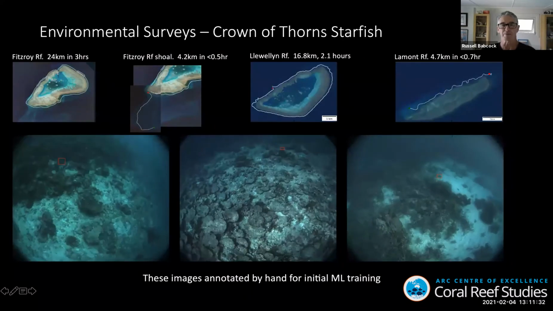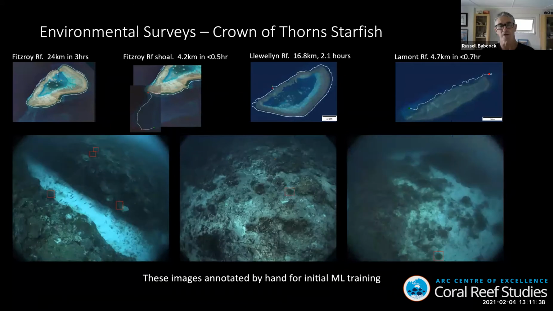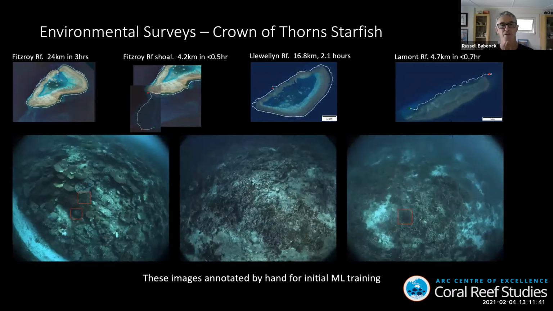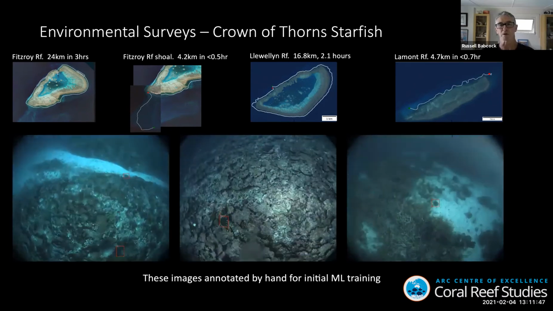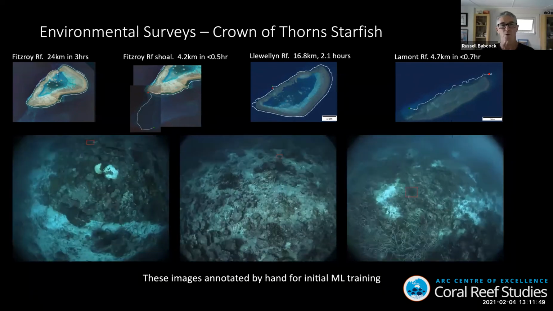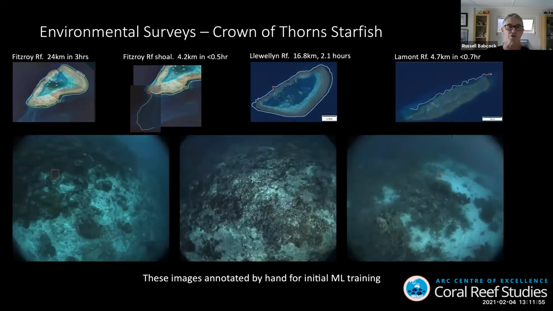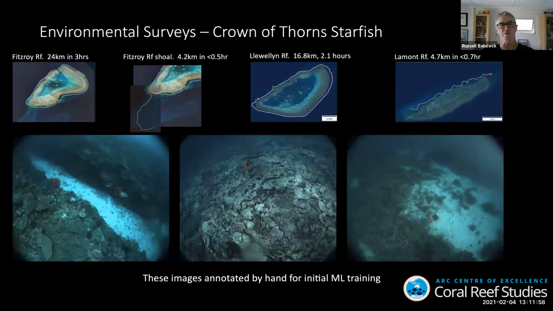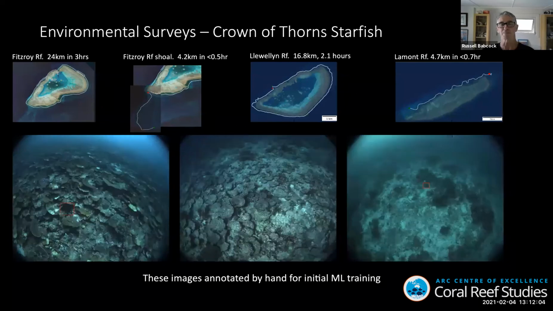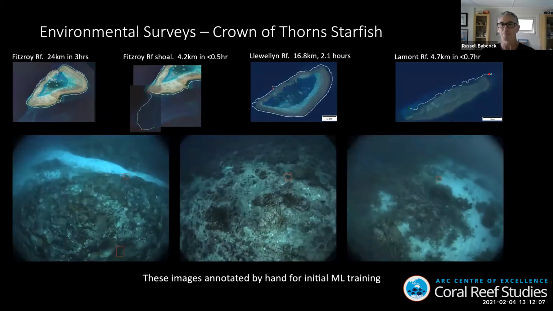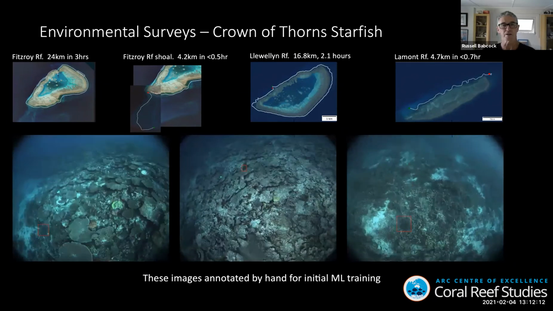And here's an example of just what it can do. So in July, our team went up to Capricorn Bunker Group, based out of Heron Island, and we did some manta tows around Fitzroy Reef, Llewellyn Reef, and part of Lamont in the time that we had there. So you can see the perimeter that we towed of Fitzroy. We also did Fitzroy Shoal, which is a kind of extension of the reef that's around 20 to 25 meters deep off of there, below diver depths and below manta tow depths in most cases. So we covered many kilometers of reef there and accumulated a lot of images.